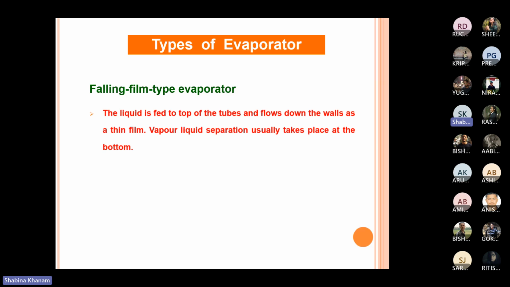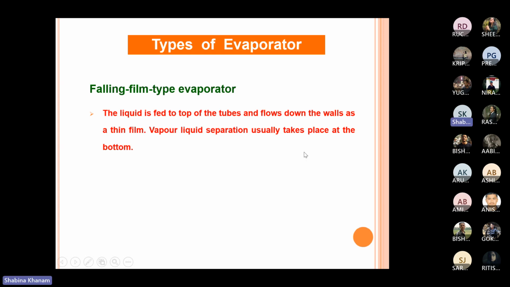So the types of evaporator, the very important one is the falling film type evaporator. As the name says, falling film. That film is basically made by the liquid feed. The liquid feed enters the tubes and then moves downward by gravity, so it is called falling film. Liquid is fed to the top of the tubes and flows down the walls as a thin film, therefore it is called falling film.